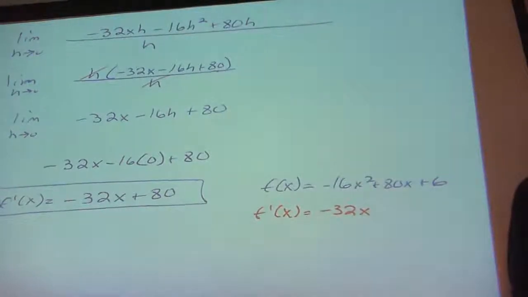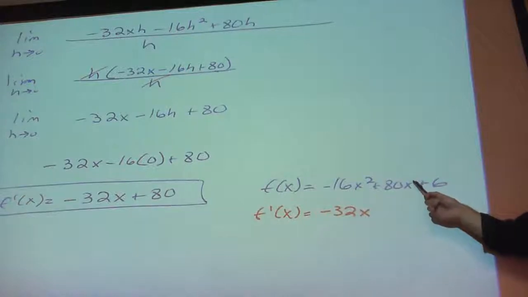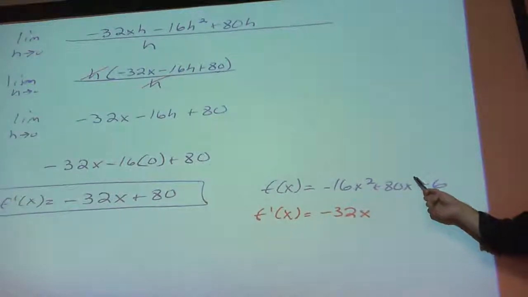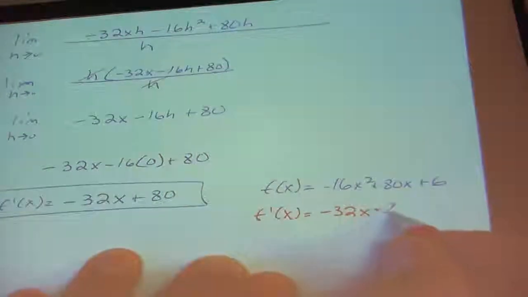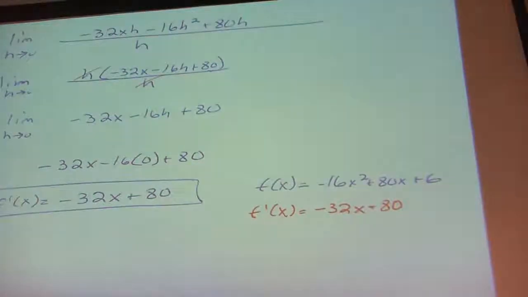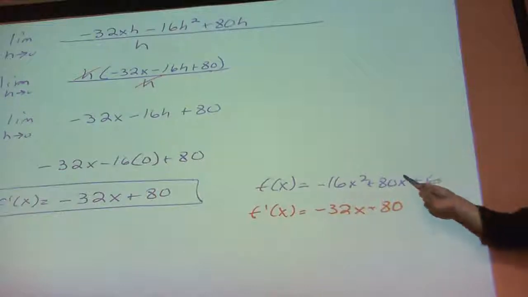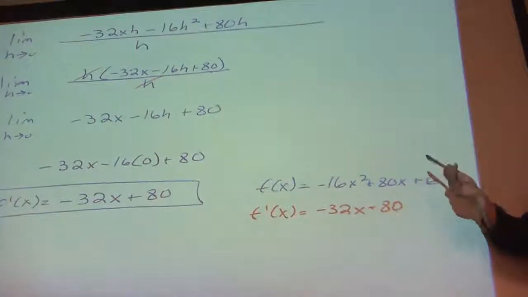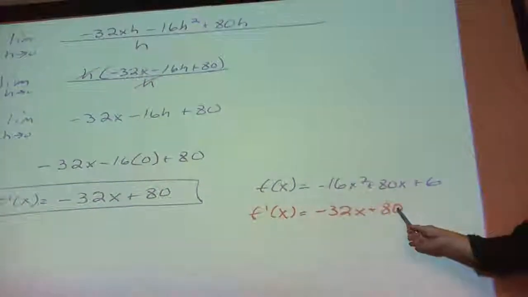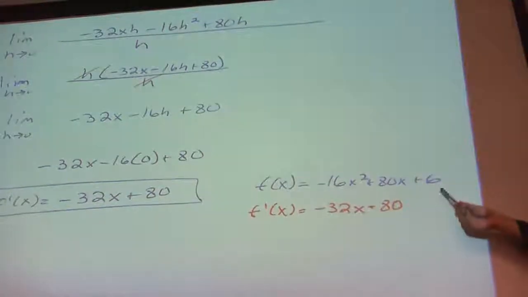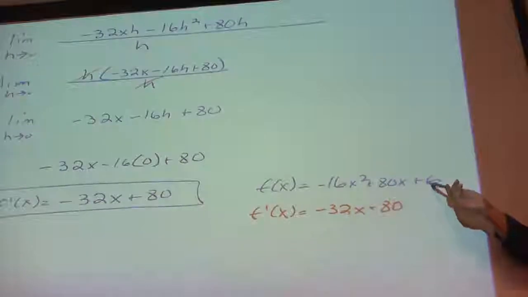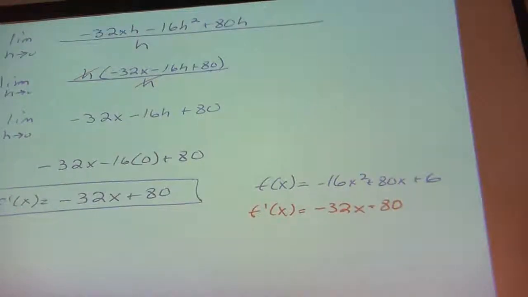Okay? Same process. What number is up here? What's 1 times 80? And then you always subtract 1. What's 1 minus 1? 0. No x's. Last part. What's the derivative of any number? 0. Let me show you why.